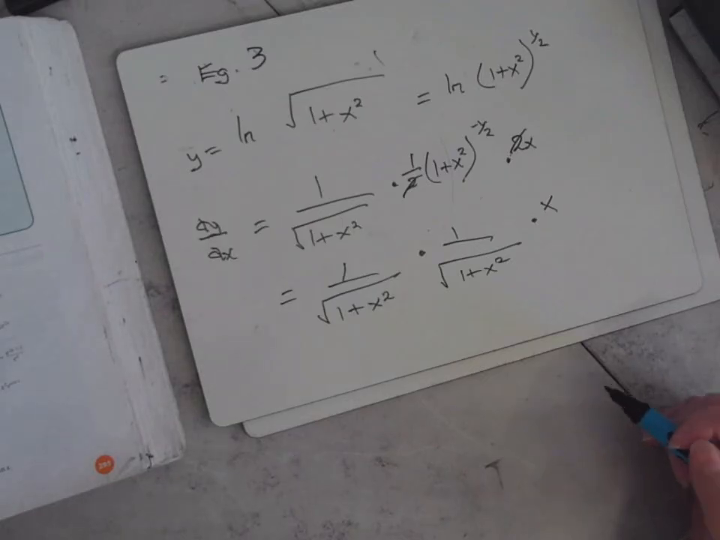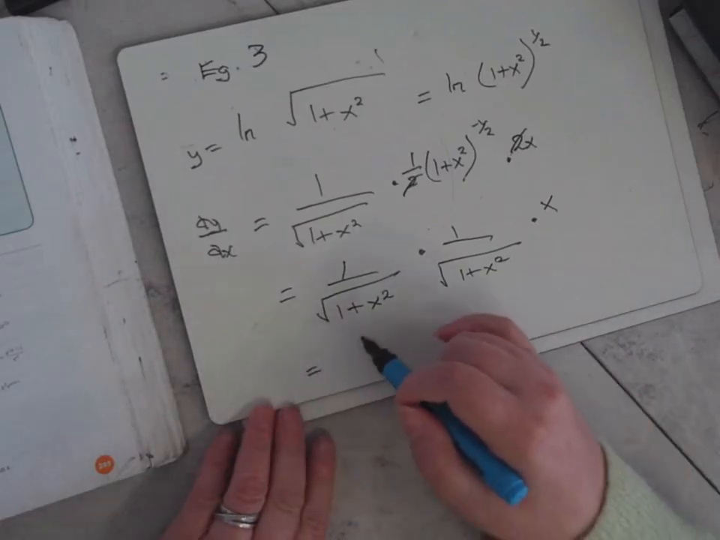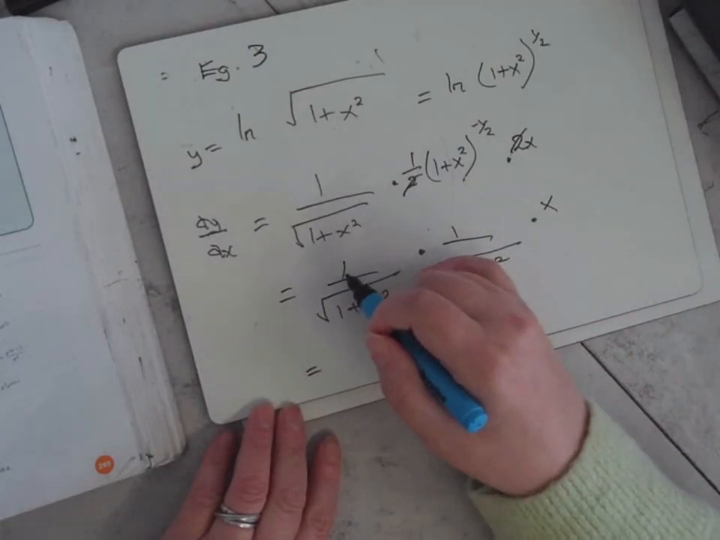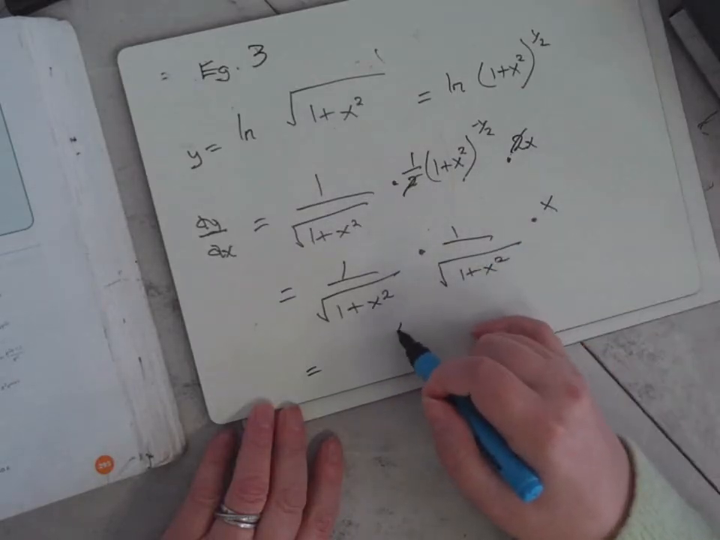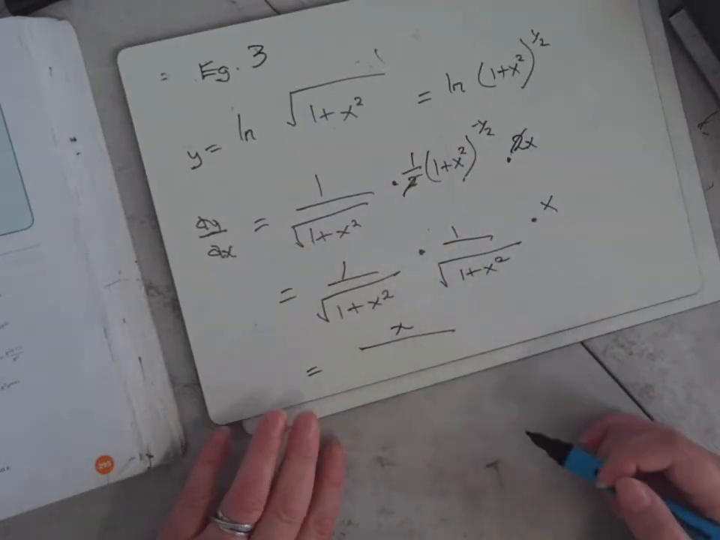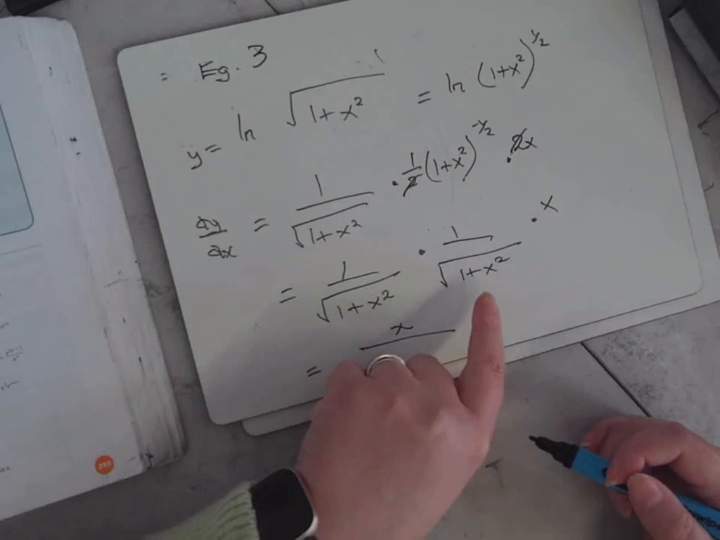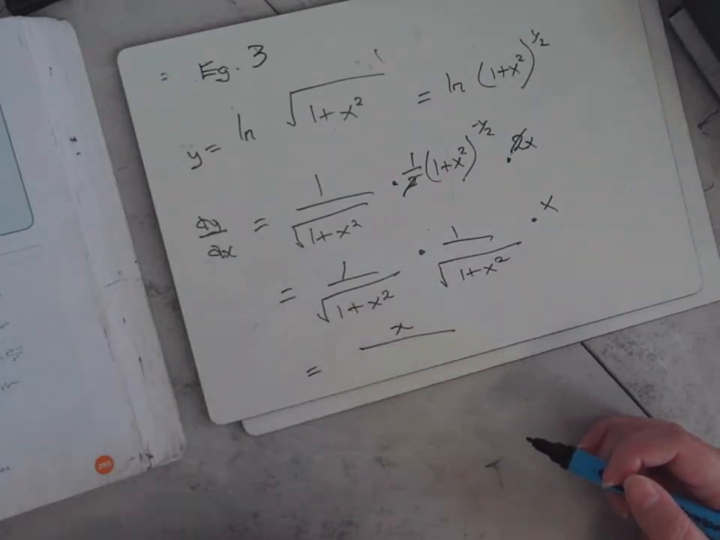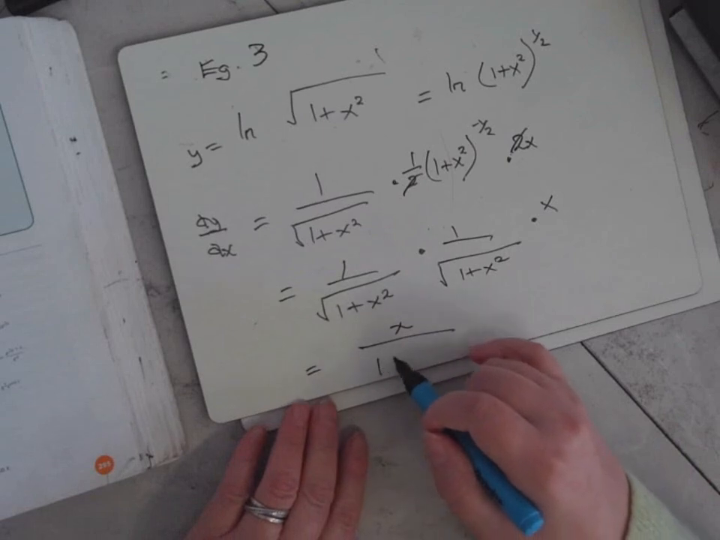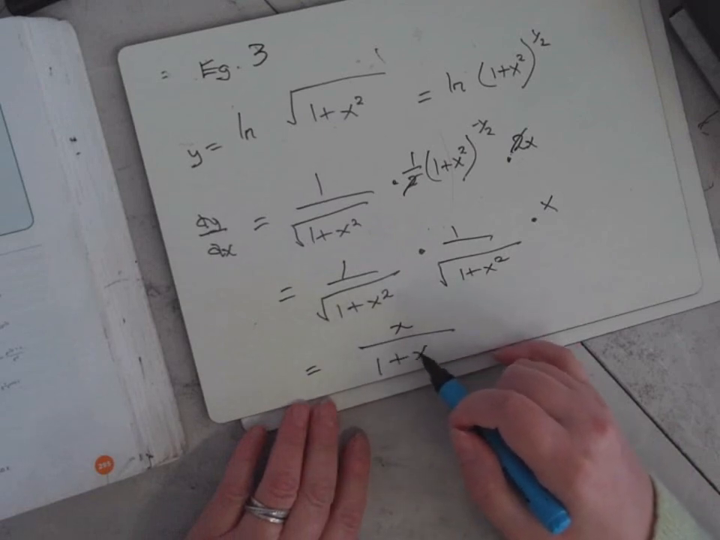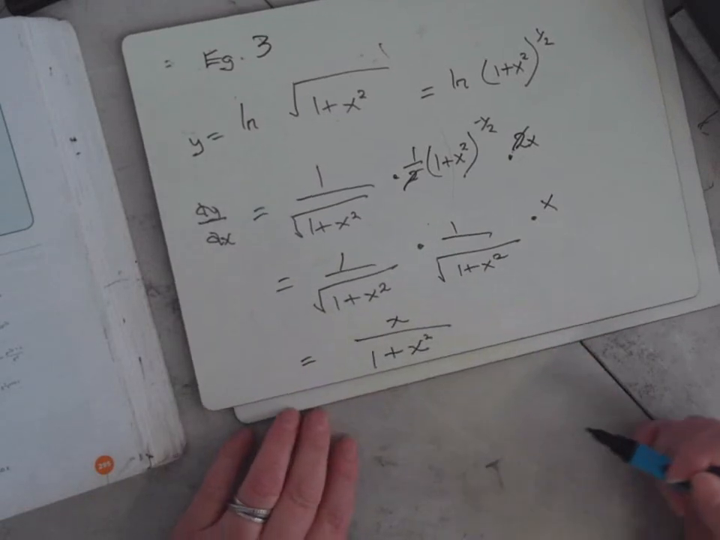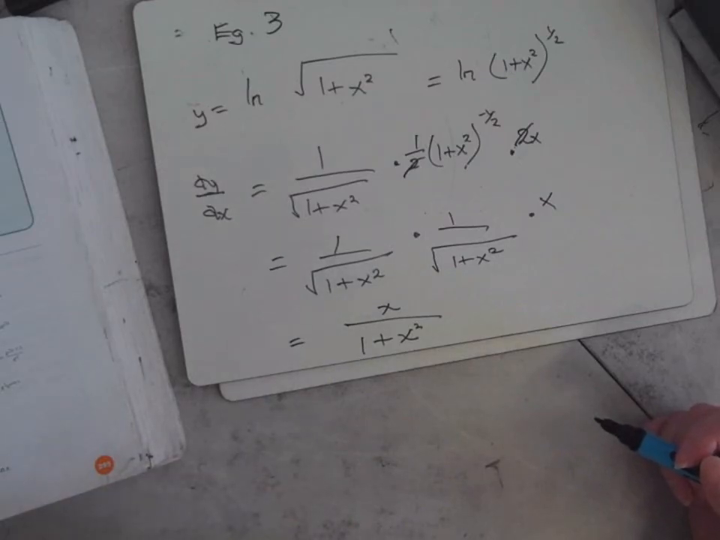Right. So when you multiply all the top, 1 by x is x on top. Multiplied by the bottom. Square root of 1 plus x squared multiplied by the square root of 1 plus x squared. What would that be? 1 plus x squared. And that's your answer. Okay? All simplified and everything. Right? Is that okay?